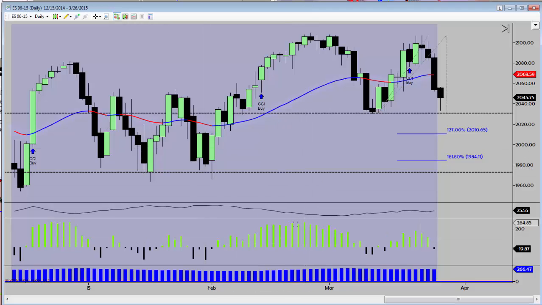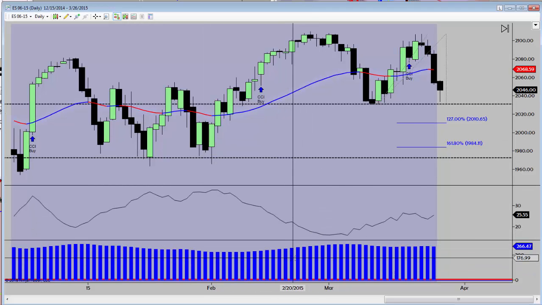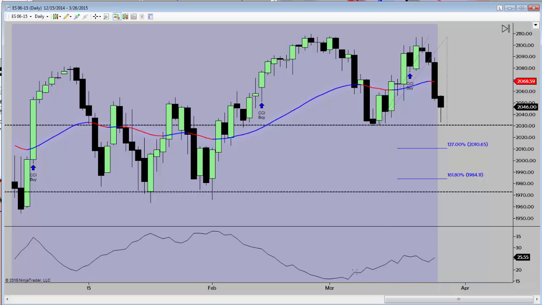Okay, so let's get rid of this. Let's get rid of this. We're looking at average true range. Note right here, ATR's increased. We're at 25.5 points a day, S&P 500.